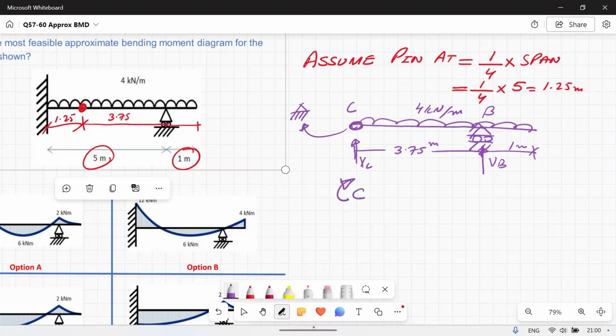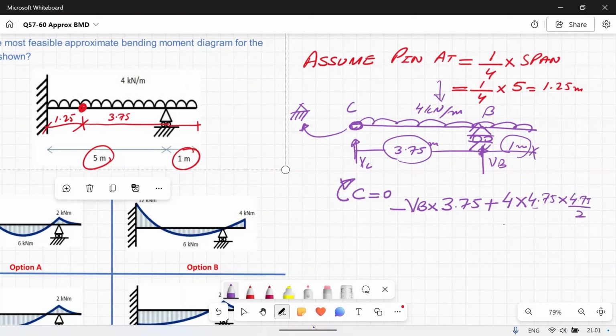So summation of moments at C is equal to 0. We will have VB times 3.75. This is creating an anti-clockwise moment with respect to C, so that's why it's negative. Plus I have 4 times the entire distance. The entire distance is 3.75 plus 1, which is 4.75, and the total load will be acting at half of this distance. So 4.75 divided by 2, this is equal to 0. If you simplify it, you will get 12. So VB is equal to 12 kilonewton.